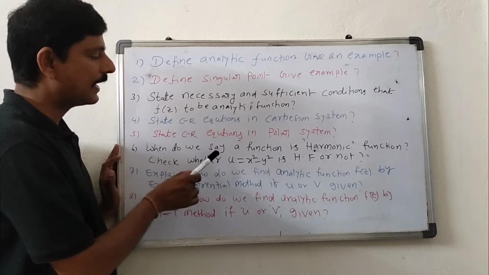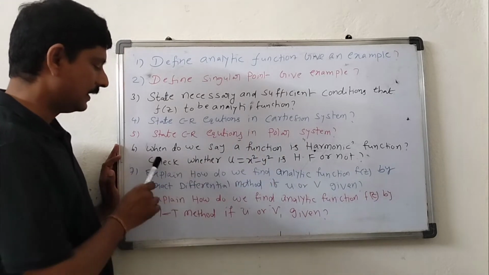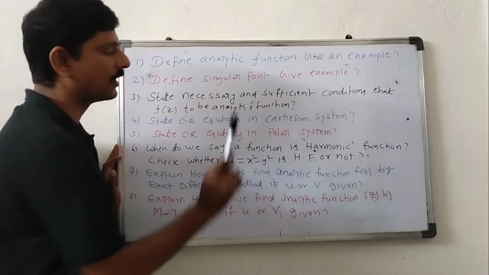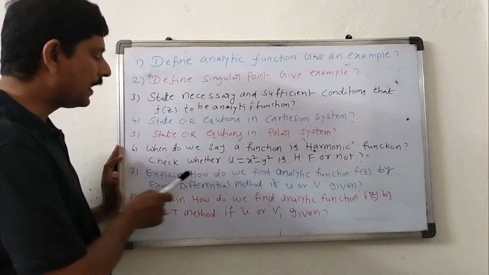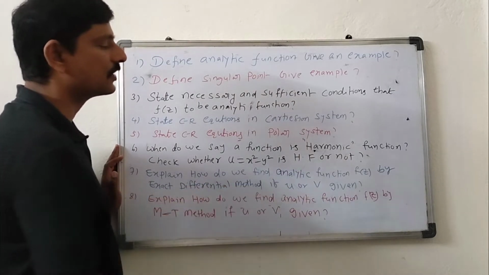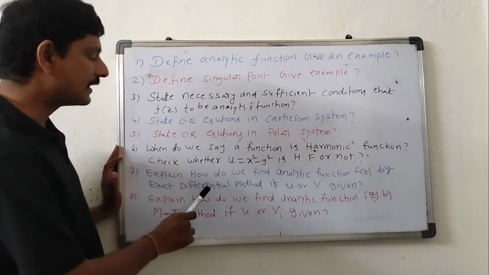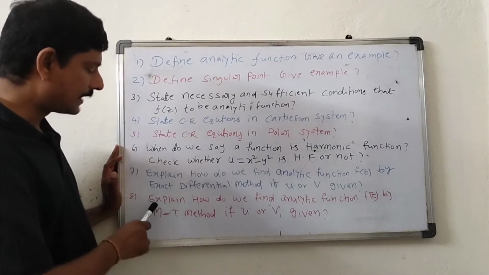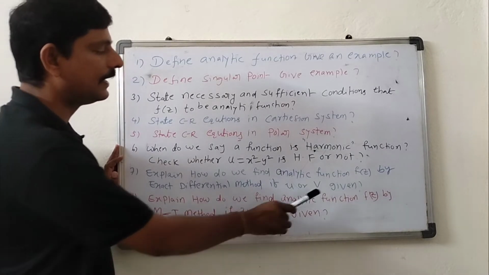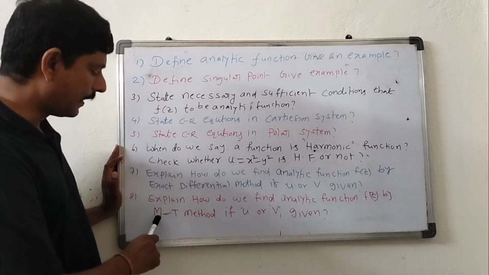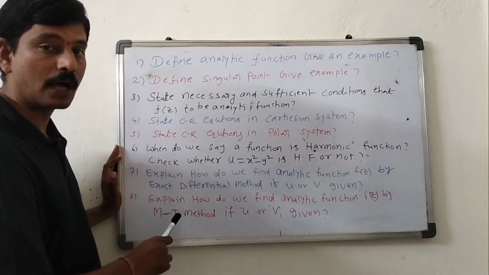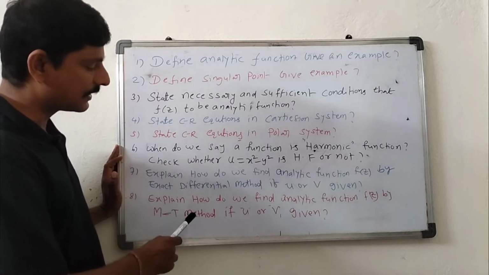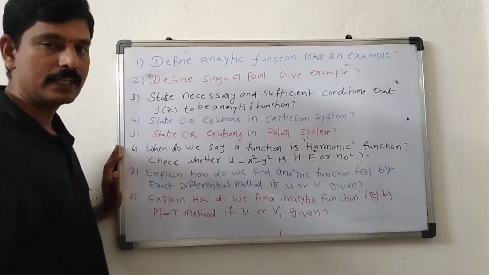When do we say a function is a harmonic function? Check whether u equal to x square minus y square is a harmonic function or not. Explain how we find analytic function f of z by the exact differential method if u or v is given. Explain how we find analytic function f of z by MT, in the sense Milne-Thompson. In short we call it the MT method, if u or v is given. Okay, clear?